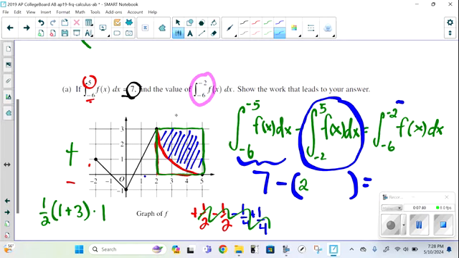The square is 3 by 3, so that's 9. But I've got to subtract the quarter circle, which is 1/4 pi r squared. My radius is 3. So that's 9 pi over 4.